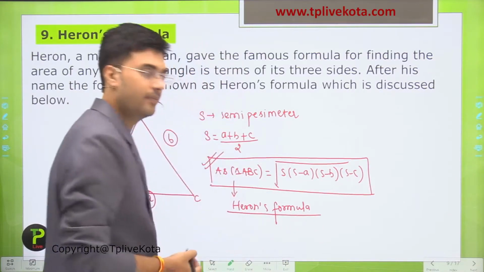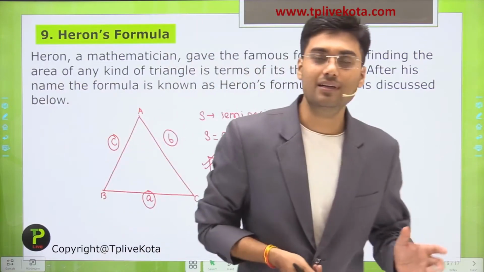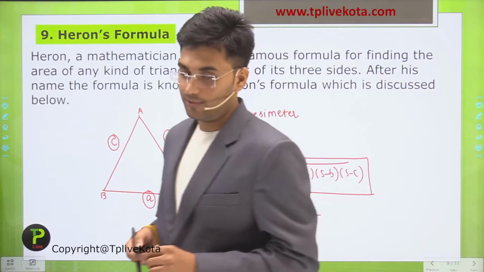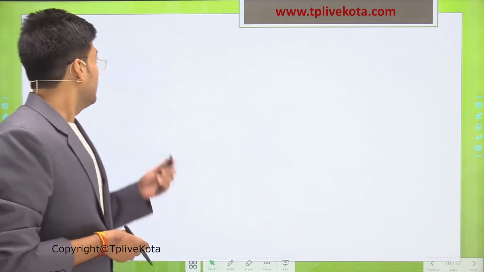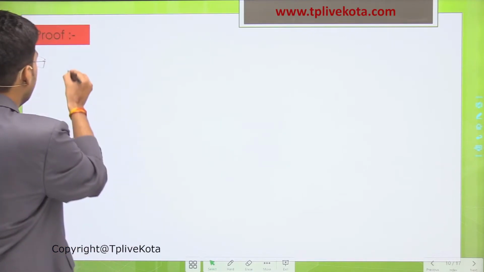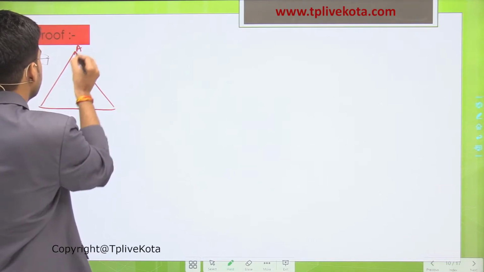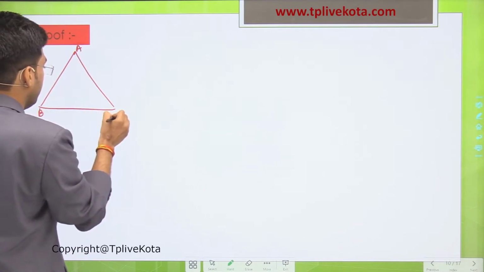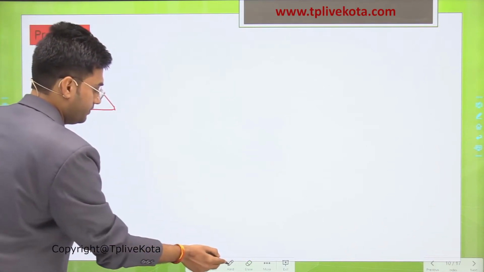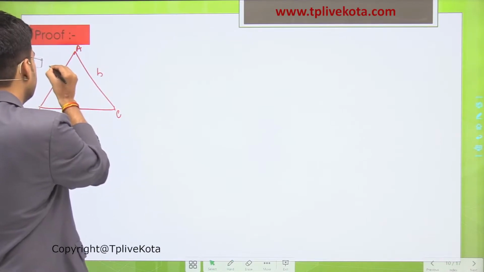Clear? So students, now after this formula, let's discuss the proof of this formula. We have to discuss here the proof of Heron's formula. First of all, let this be triangle ABC, with sides a, b, c. Clear?